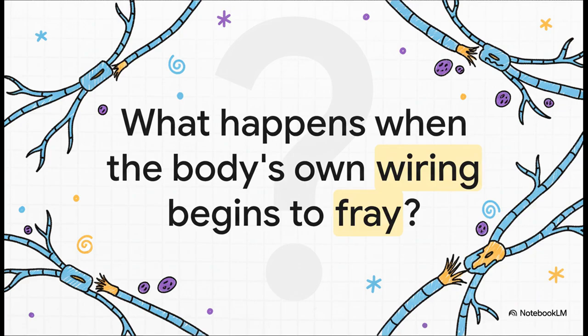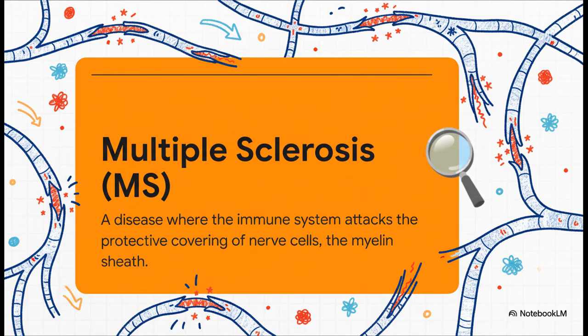All right, to really get what MS is all about, I want you to start with this one simple question. Think about your body's nervous system as a massive network of wiring, kind of like in a house. So what happens when that wiring starts to fray? This one idea, this is the key to understanding everything about this disease. So, what is MS, really?